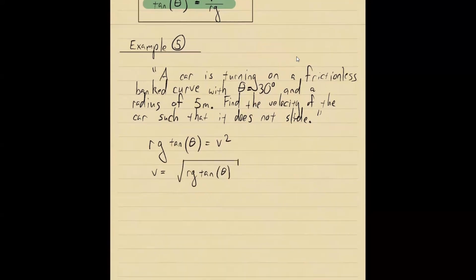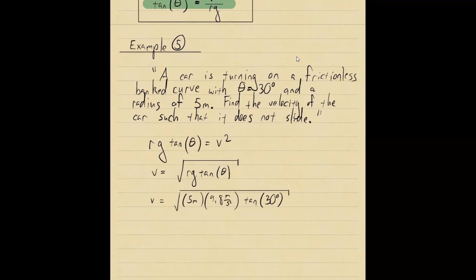Okay. So now we just gotta plug some things in. So the max speed we can go around this curve without slipping is equal to the square root of r, so radius of 5 meters, g is 9.8 meters per second squared, times tangent of our incline, which in this case is 30 degrees. And we're taking the square root of all of that. So when we do this, we get that the max speed that we can go around this incline is 28.3 meters per second.